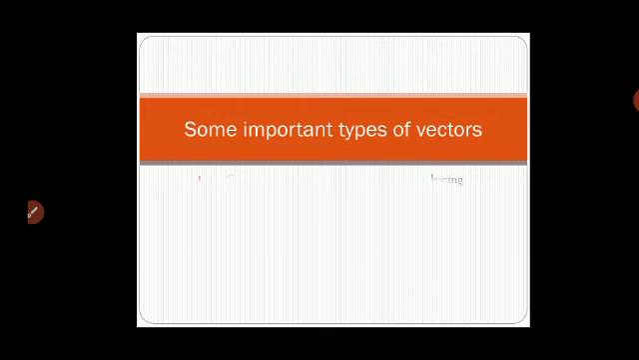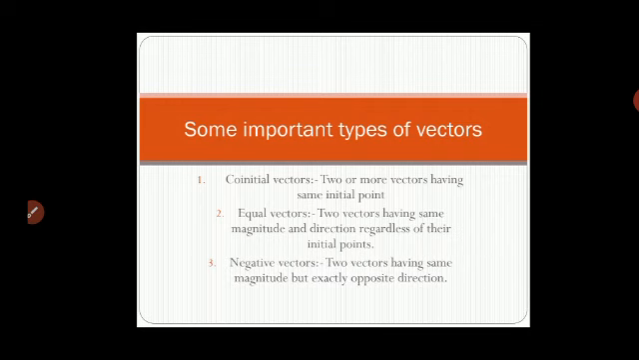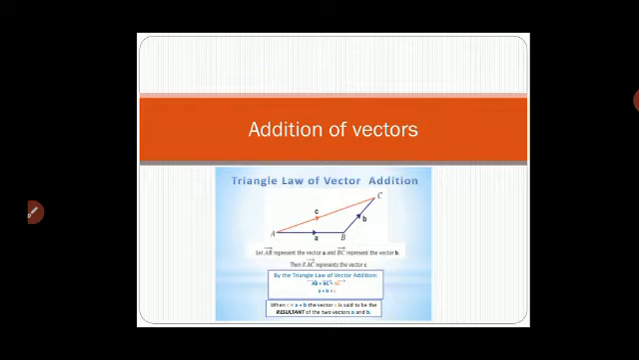Now let us come to some important types of vectors. Co-initial vectors: two or more vectors having the same initial point are called co-initial vectors. Equal vectors: two vectors having the same magnitude and direction regardless of their initial points are called equal vectors. Negative vectors: two vectors having the same magnitude but exactly opposite direction are called negative vectors.